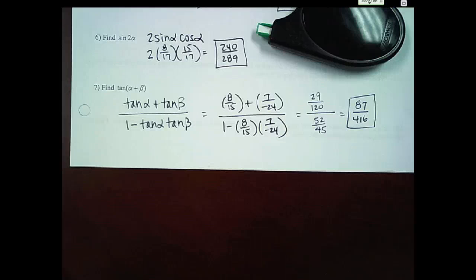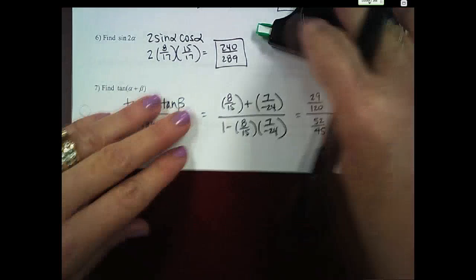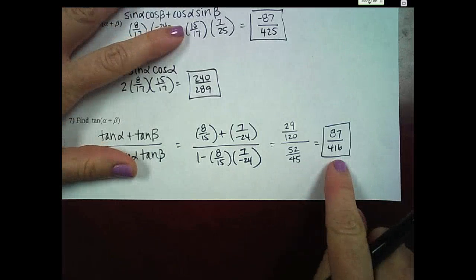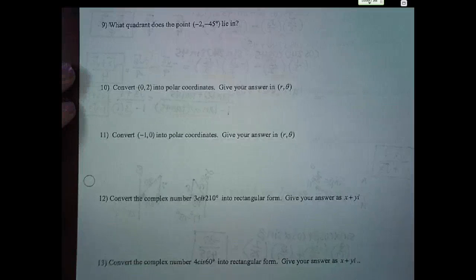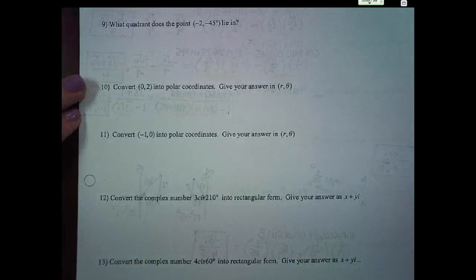Okay, is it coming back to you a little bit? All right. So then, now try number 8. Wait, what was the answer to number 7? 7 was 87 over 416. The test is confirmed. Okay, number 8.